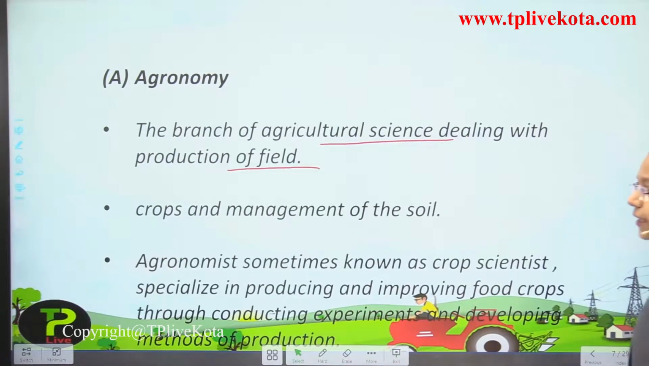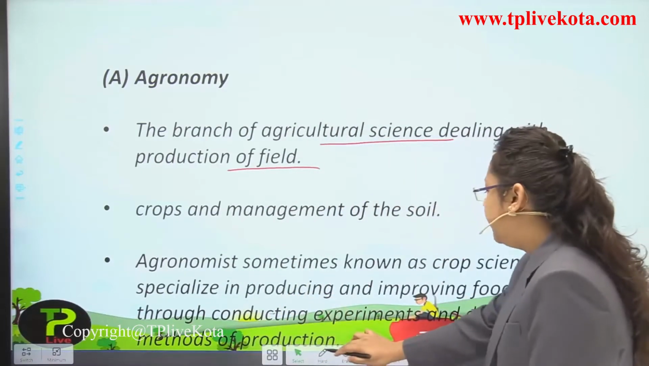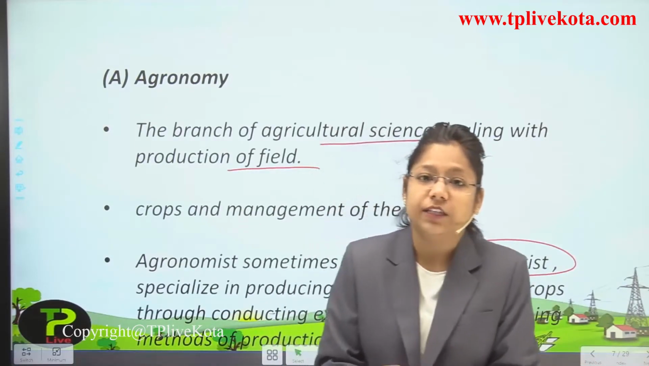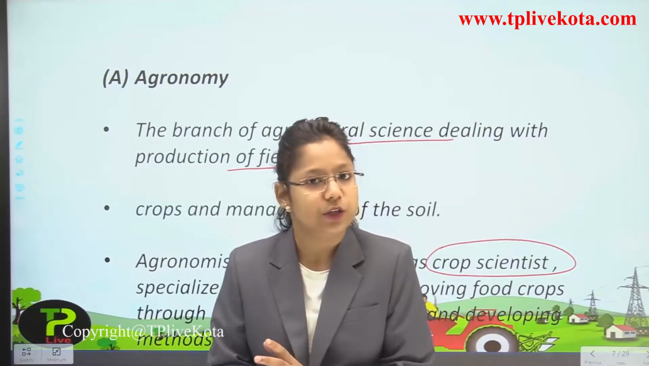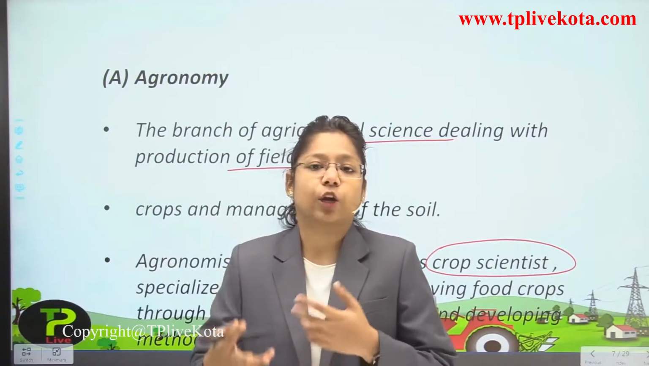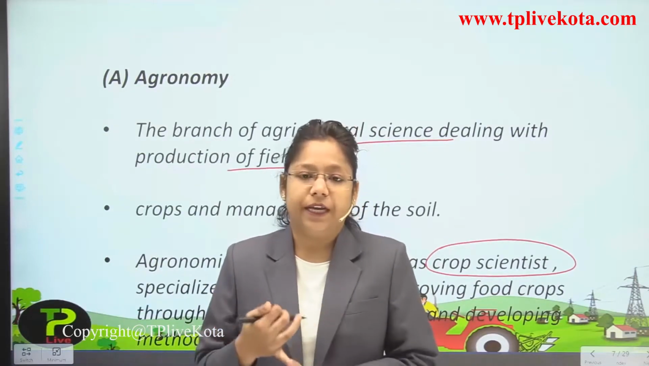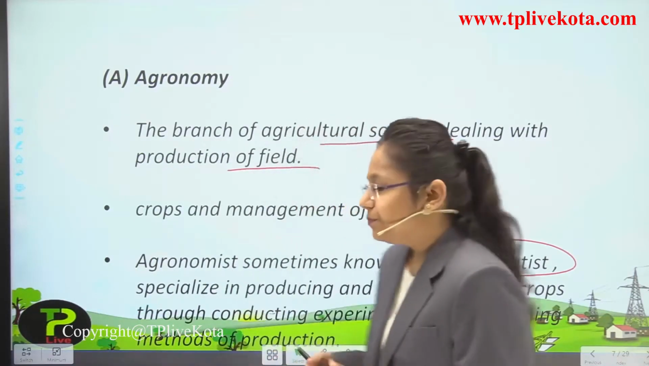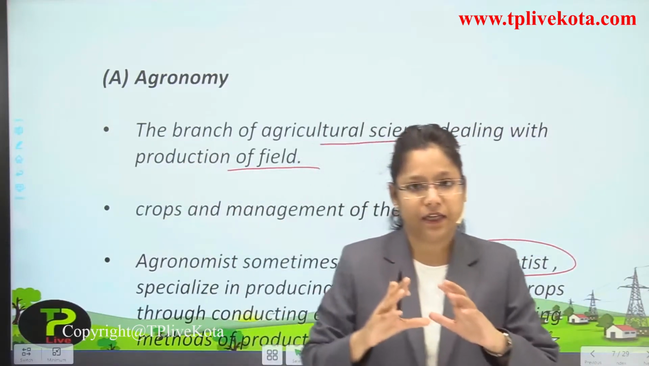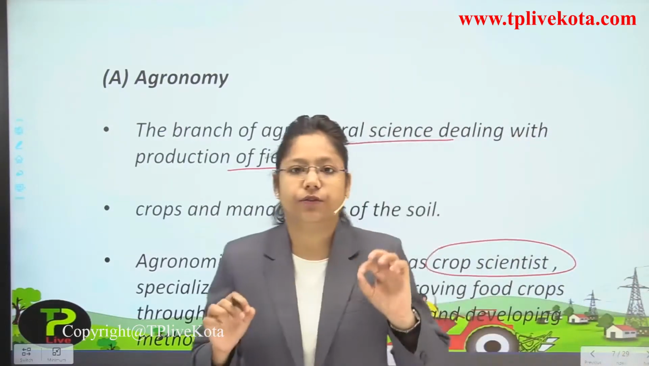And the last point is agronomists are sometimes known as what? They are known as crop scientists. Why are they known as crop scientists? Because they know each and everything about crops, and they know how they should produce it, how a crop requires particular manure, fertilizer, weather, pH, everything else. So you should remember this term. It is a branch of agriculture which deals with the science and production of the field.